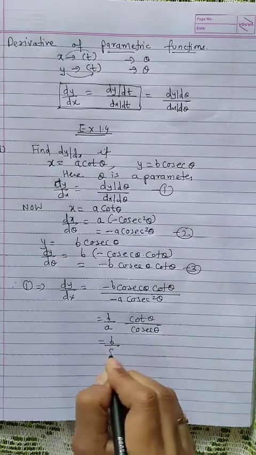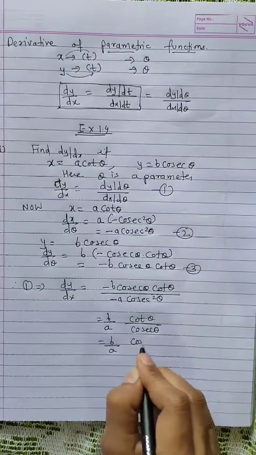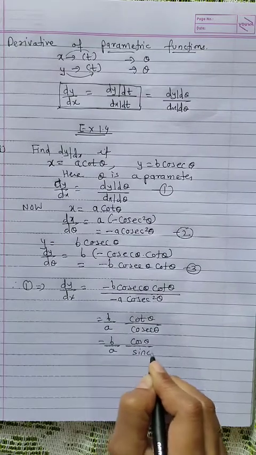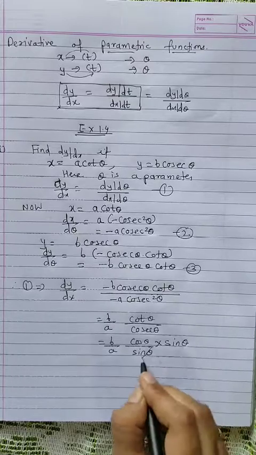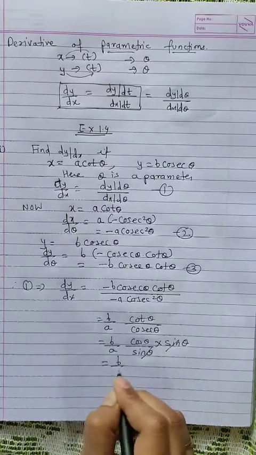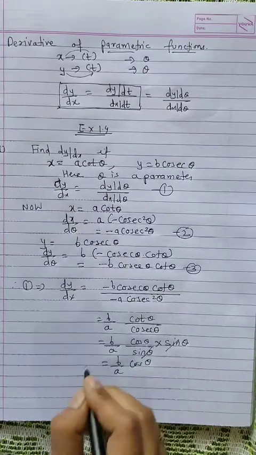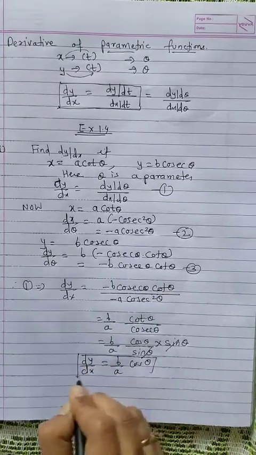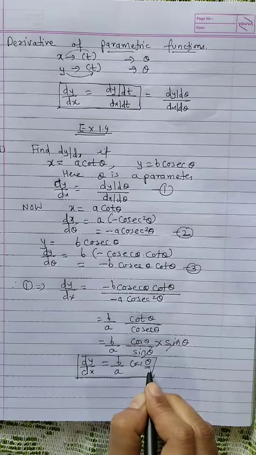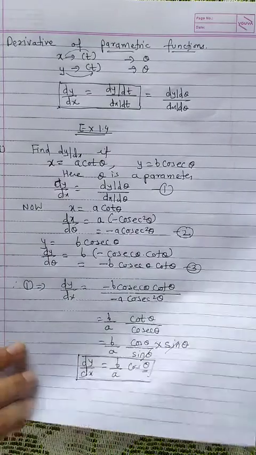We solve further. Cot theta means cos theta upon sin theta, and 1 upon cosec means simply sin. Sin gets cancelled. So we are left with b by a cos theta, and this is what? dy by dx. In this example our parameter is what? Theta. We will move on to the next example.